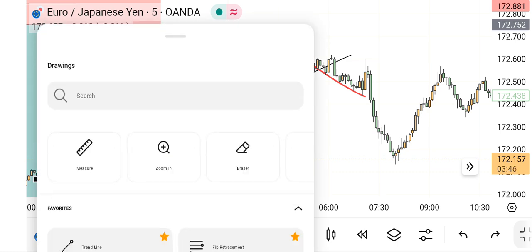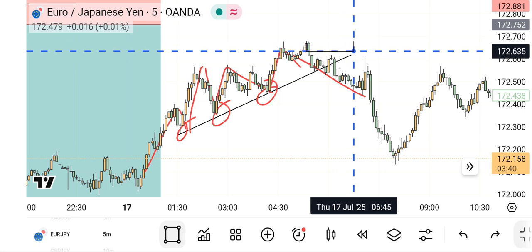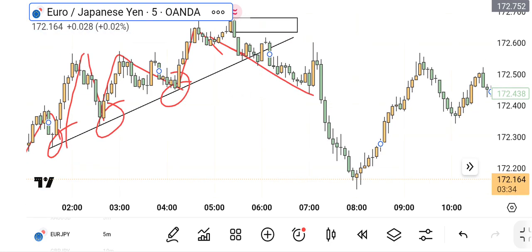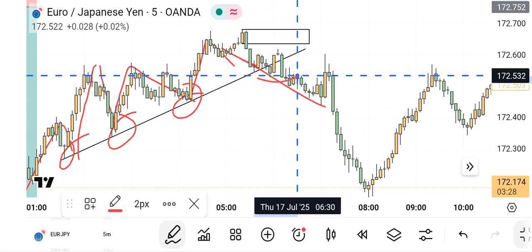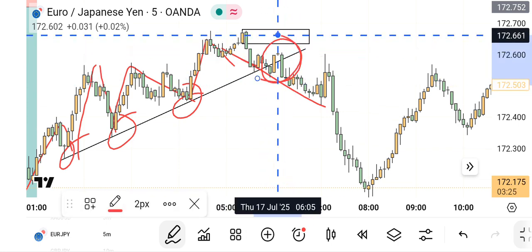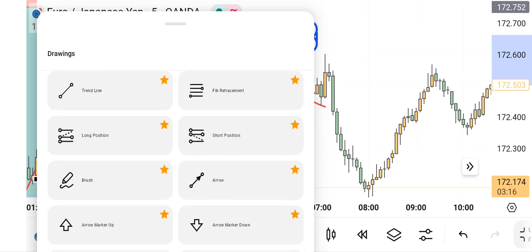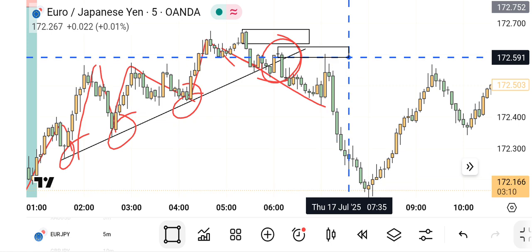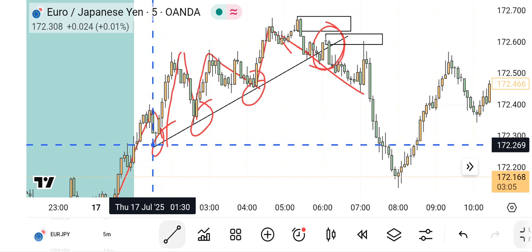We have a supply zone above here. We have a supply zone here, and these three candlesticks. If you trade chart patterns, these three candlesticks are like, I think, an evening star or morning star. I don't know what you call it. So the price came back to that zone and started selling. Then my take profit was here, this last low here.